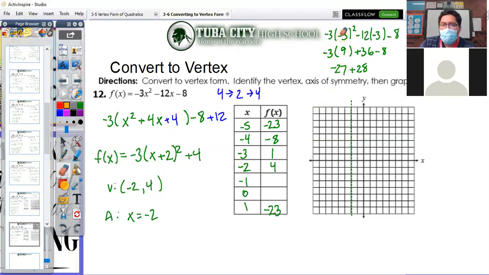And then negative 1 here, so negative 1, negative 1, so we got 1 here. And then this would be plus 12 minus 8. So negative 3 times 1 is negative 3. 12 minus 8 would be 4, so that would be 1 as well.